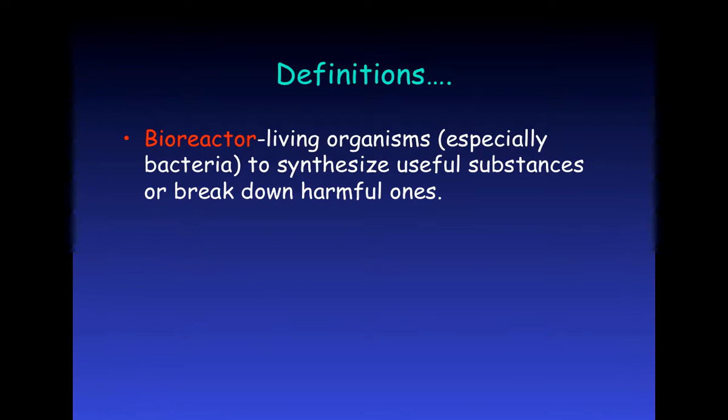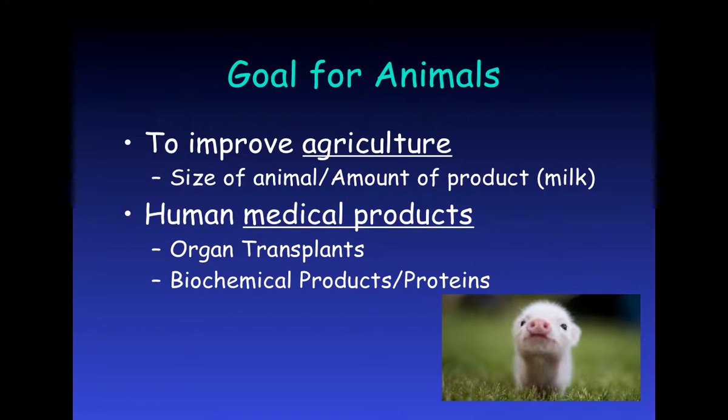So when we look at something called a bioreactor, these are living organisms, and we typically use bacteria, not multicellular organisms, but we can use bacteria to synthesize useful substances or break down harmful ones. So, we can actually take genes from animals, insert them into bacteria, and have them produce what we want them to produce. Or break down the harmful substances that we don't want.